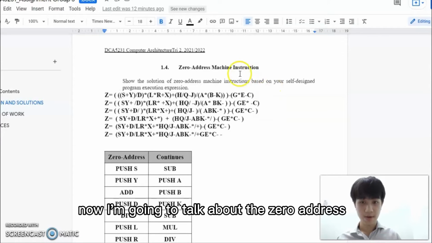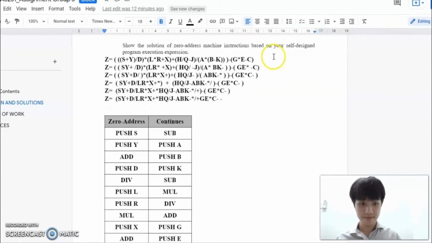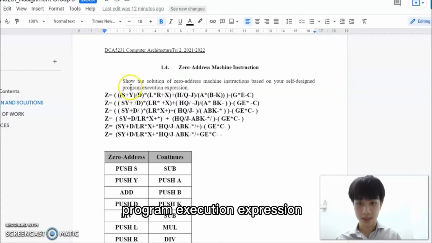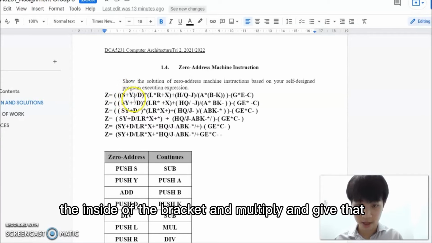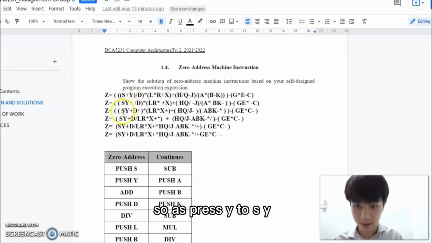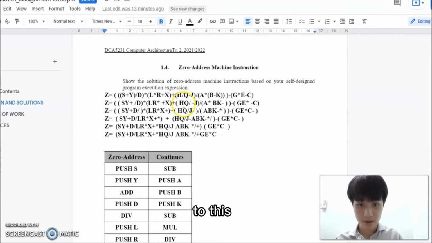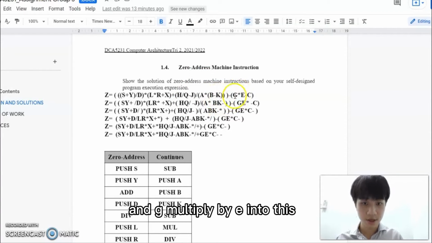So now I'm going to talk about the zero address machine instruction. So this is our own question, our own design program execution expression. So as usual, we'll just do the inside of the bracket and multiply and divide. So S plus Y to SY, and this L multiply R, and this H divided by Q into this, and then B minus K inside the bracket into this, and G multiplied by E into this.